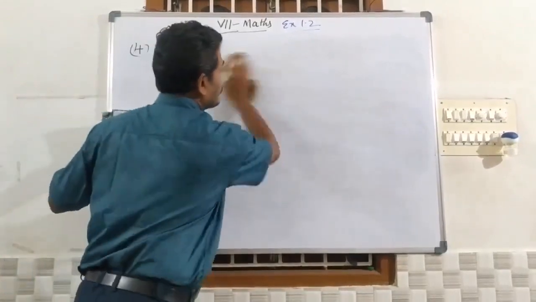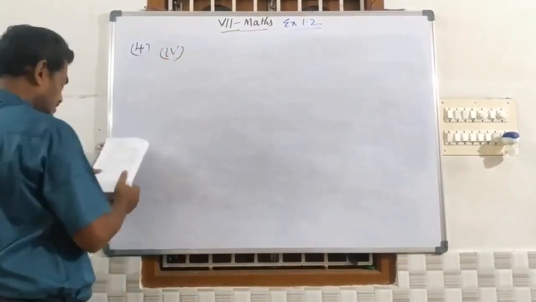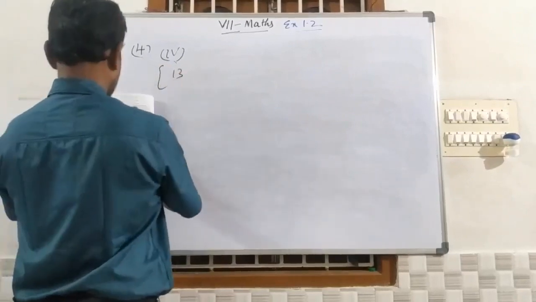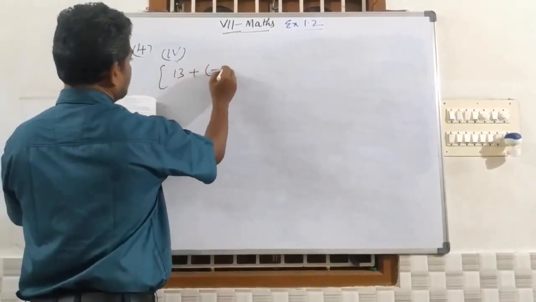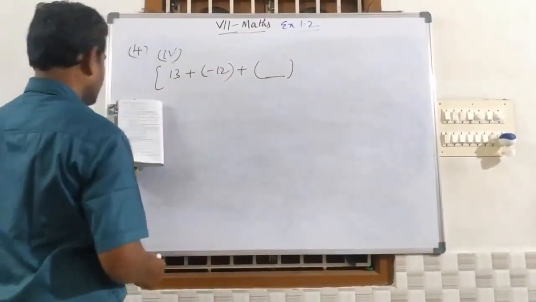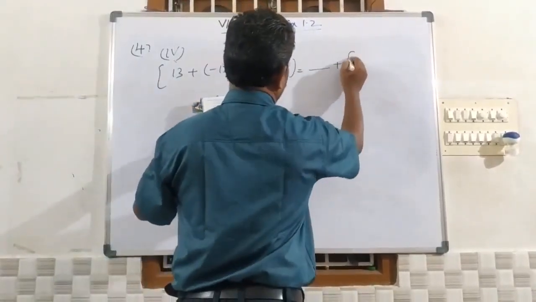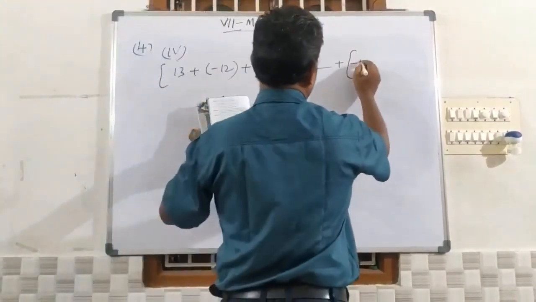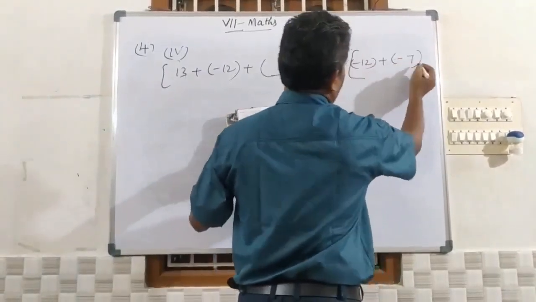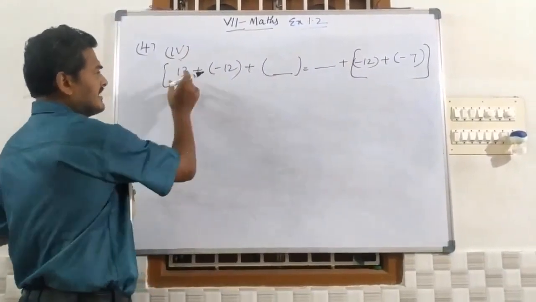Now one more question is there. Question number 4. What is question number 4? The question number 4 is 13 plus minus 12, equal to dash plus minus 12 plus minus 7. Here, if you observe, clearly there is one property.